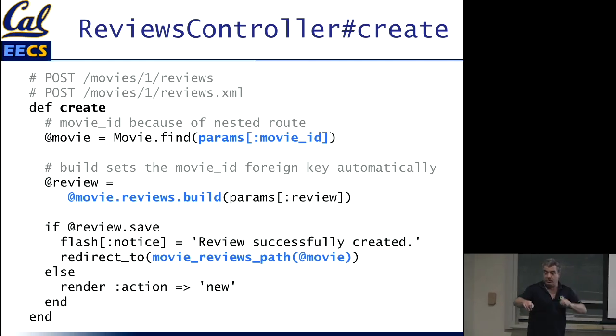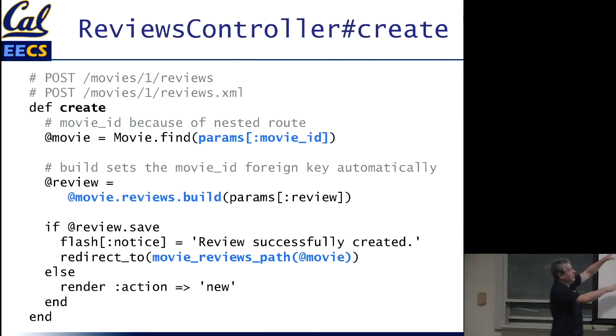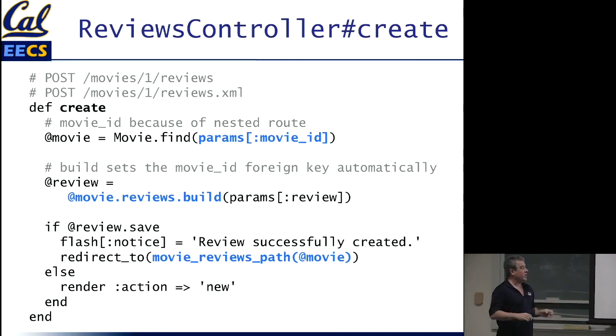Was there? Yes? What if you did it this way with the association, but you still wanted to get all the reviews listed out regardless of the movie? What would you do? OK, so the question was, suppose you do everything I just said, but you also want the ability to just list all reviews, like all reviews ever, regardless of which movie they belong to.